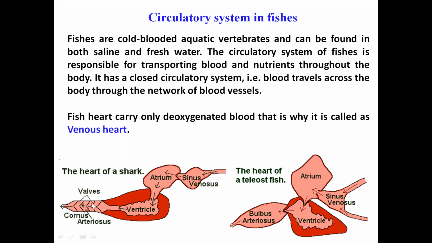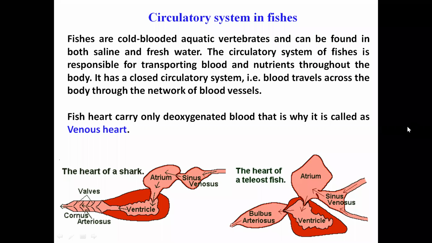So basically it has four parts, starting with the conus arteriosus, ventricle, atrium and sinus venosus. The difference between the elasmobranch and the teleost heart is that this arteriosus chamber is bulbous, or bulb type, in teleost fishes and tubular type in sharks, where it is known as the conus arteriosus.